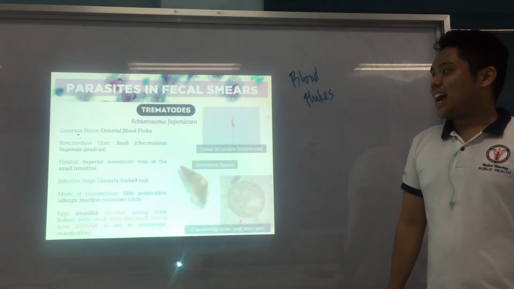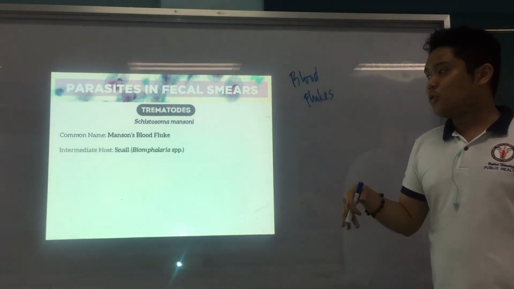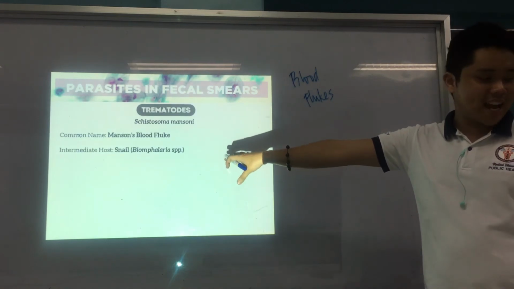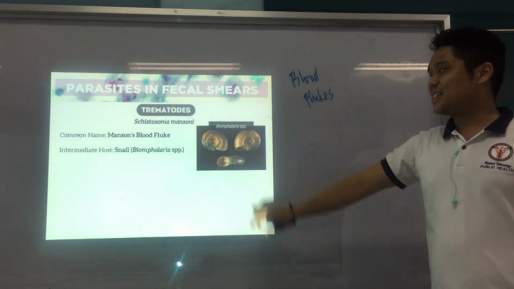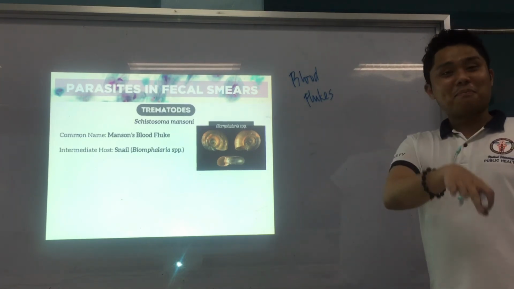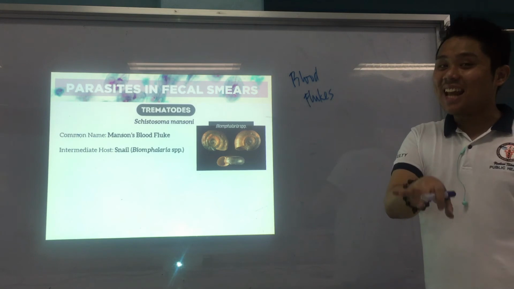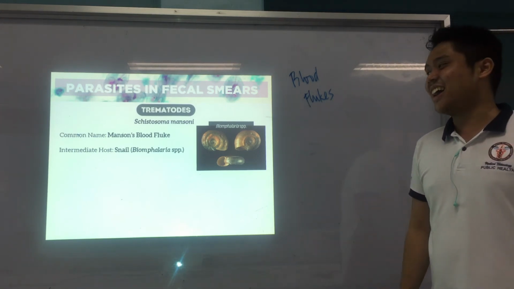Okay? And the next species, of course, Schistosoma mansoni, Manson's blood fluke. The intermediate host is a snail, but this time a different species, Biomphalaria species. So this is its appearance. In your lecture, guys, prepare for many scientific names of snails, and so on. So, good luck.